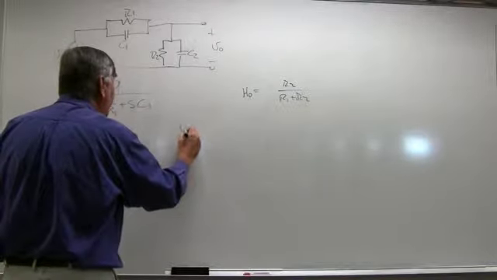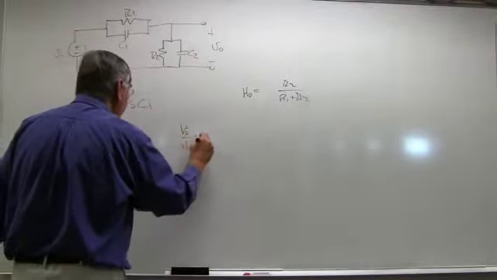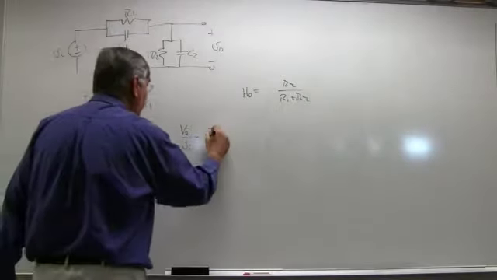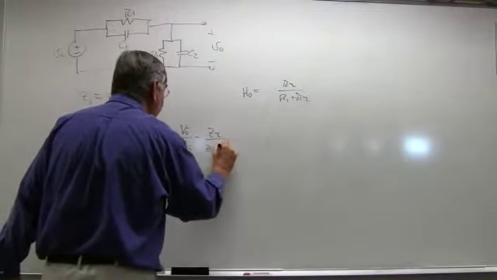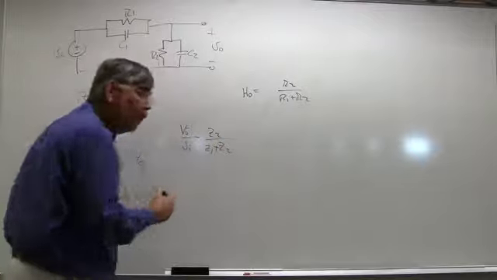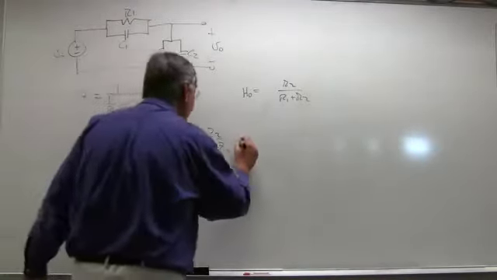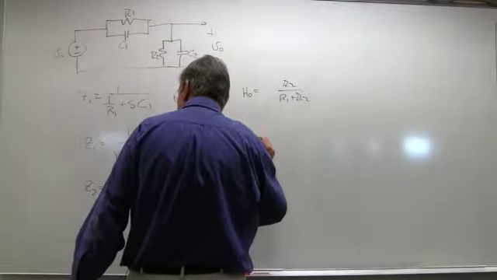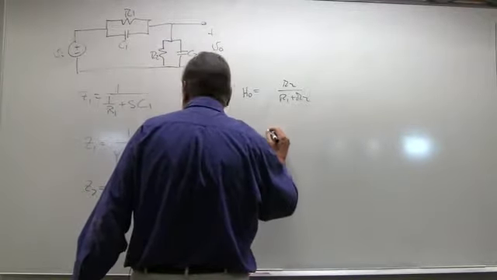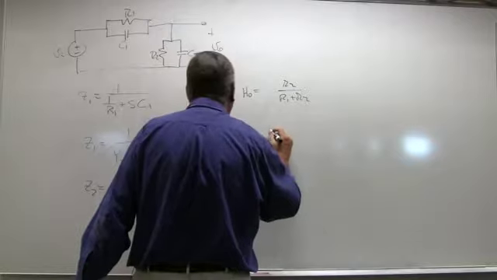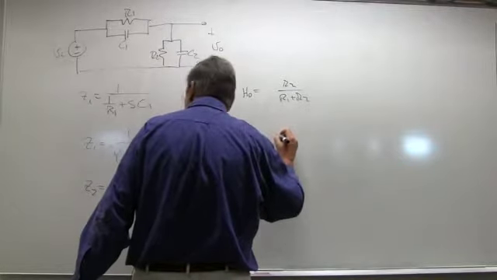So V out over V in here, if we use this, is Z2 divided by Z1 plus Z2, by the voltage divider formula that we started with. And I've got expressions for this. They're a little complicated, but maybe not too bad. I don't know whether I'm going to like this one or not, but let's do it. All right, so this is going to get us our answer.